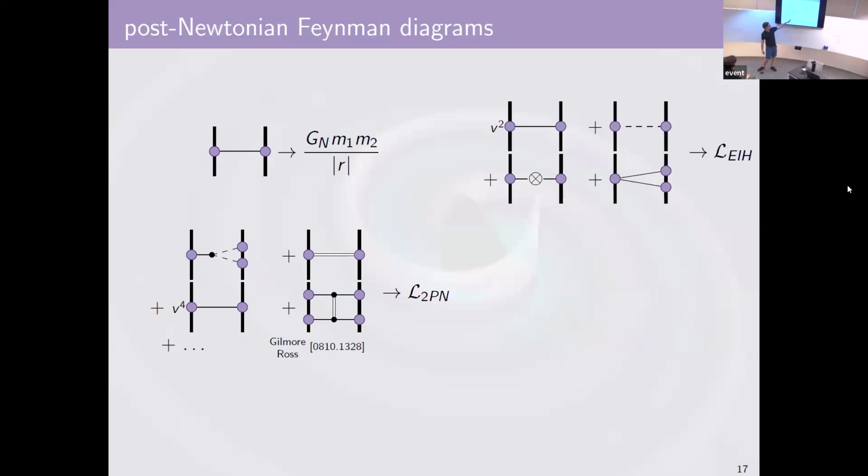Let's say this gets us up to 2PN. 2PN was known for a very long time from classical field theory. Gilmore and Ross were the first to do it via EFT, or via the Feynman diagram method, and they line up exactly with the known results.